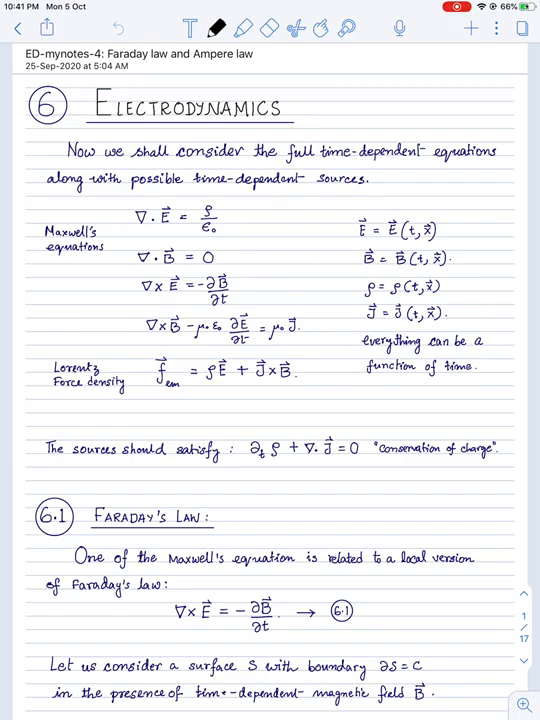Hello, everyone. So far in this course, we have done a bit of a review or recap of electrostatics and magnetostatics. So now it's time to look at the full electrodynamic problem. Now we move on to consider more general situations where there can be both electric and magnetic fields, and both electric and magnetic fields can depend on time.